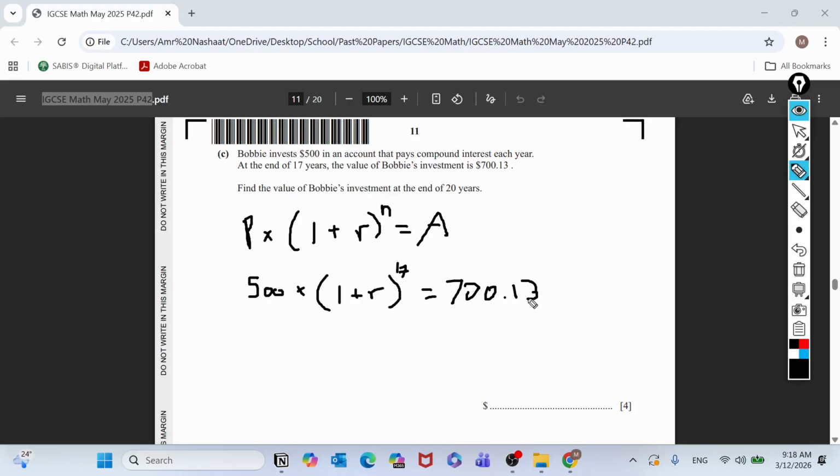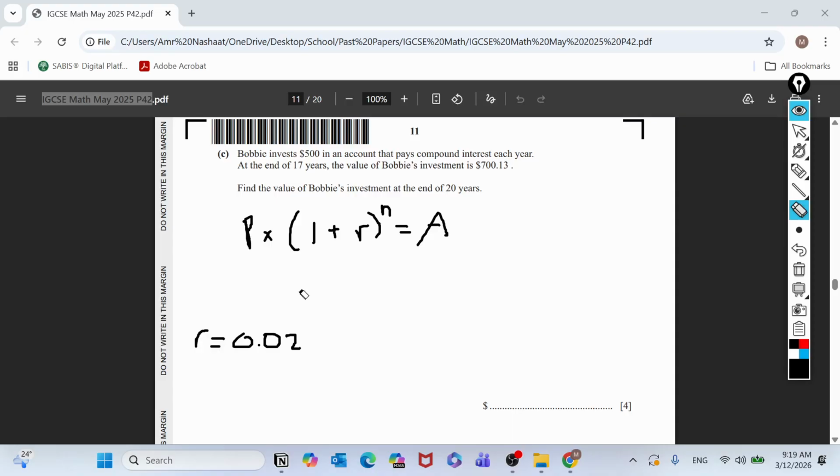700.13. Shift solve on your calculator to find the R. R is what? 0.02. So the interest is what? 2%. So now you put 0.02 in the R. Let's erase this. So now, the same thing, but you put 0.02 in the R.